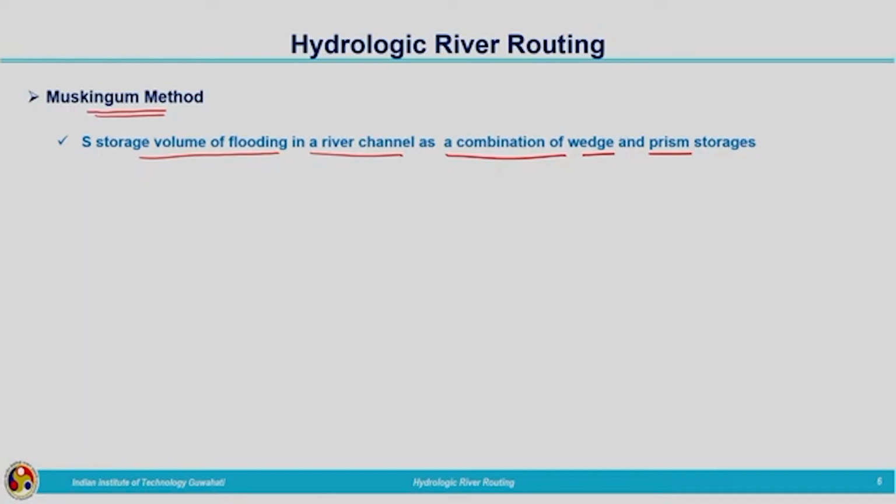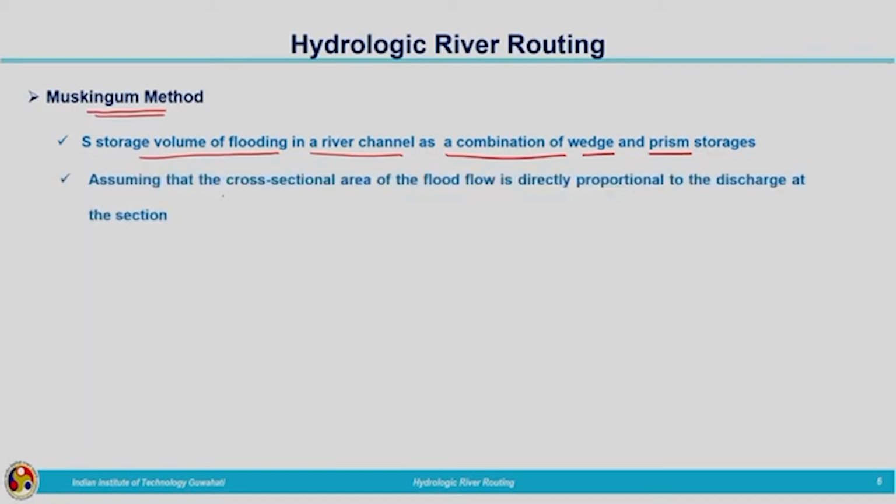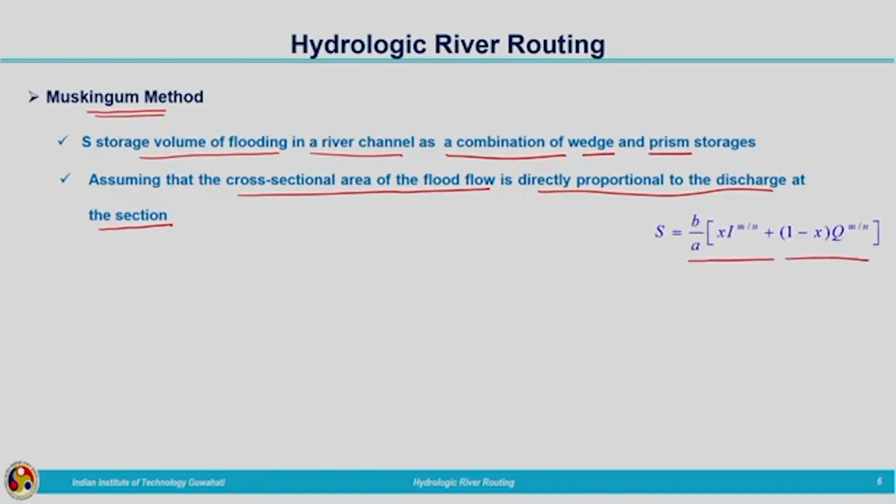In the case of Muskingum river routing technique, we are going to make use of a storage function, which is a function of both inflow and outflow. Now, in this case, we are going to assume the cross-sectional area of the flood flow is directly proportional to the discharge at the section. Cross-sectional area is directly proportional to the discharge. The variable storage function is represented by this equation.